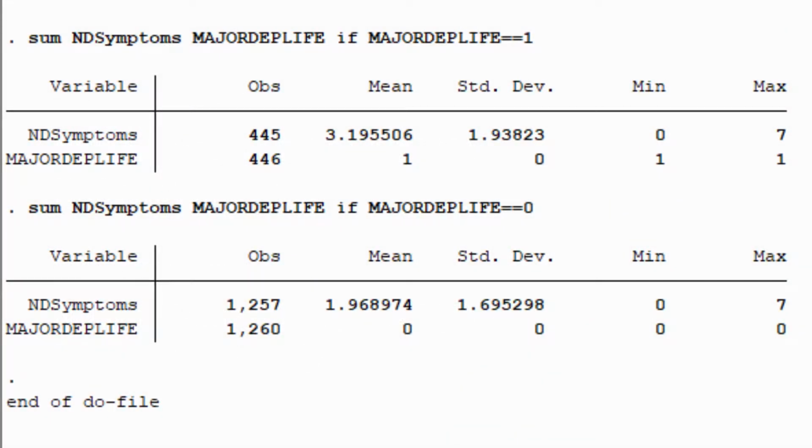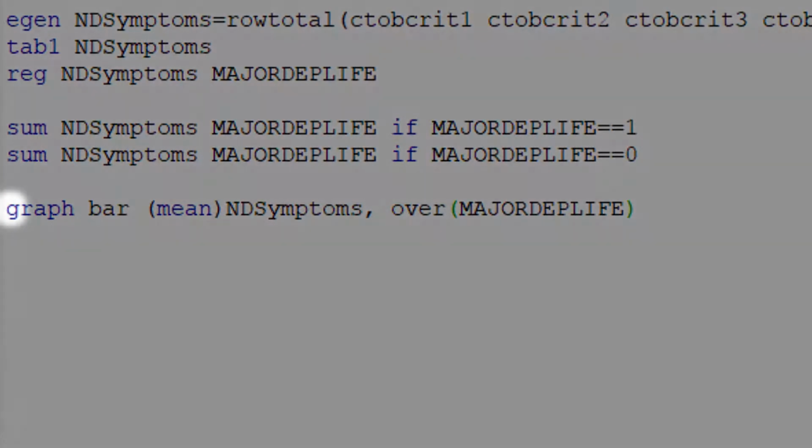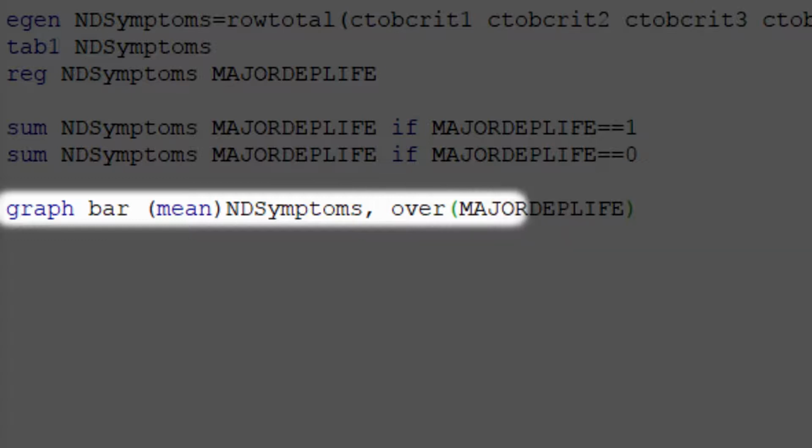Notice that this is also the mean number of nicotine-dependent symptoms for each group, which we can see by running summary statistics. We can also generate a bar chart of the means. Graph bar, parens mean, close parens, ND symptoms, comma, over, parens, major dep life, close parens.